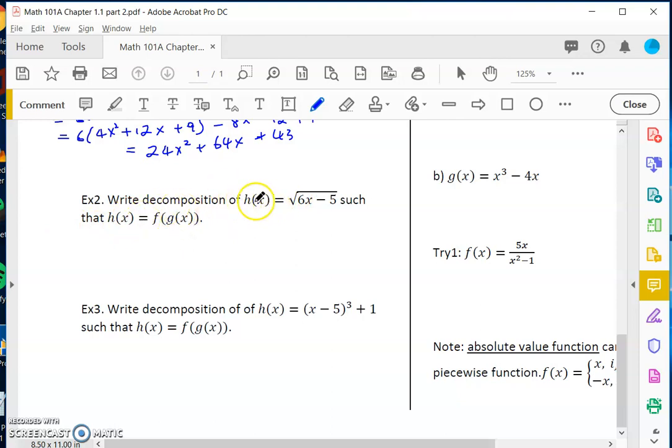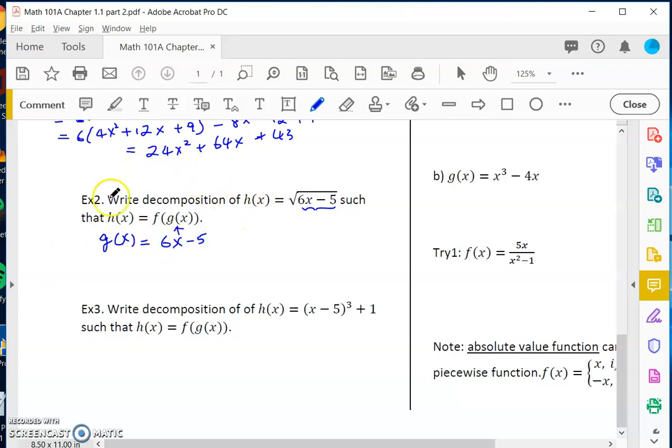So for example, I have h of x, which is actually a composition of two functions: square root of 6x minus 5. How can I split it so that I have an inside function? That means the first step I do is g of x, and then my next step is f. You can see how this is inside, and in the square root function, that is very descriptive. So I let g of x be the inside, which is equal to 6x minus 5.